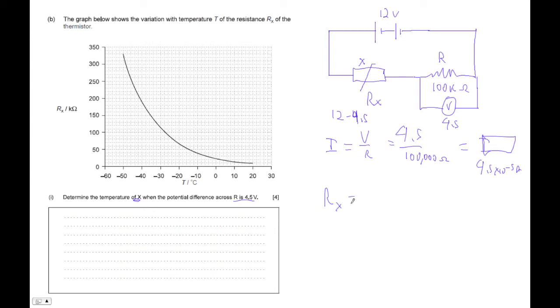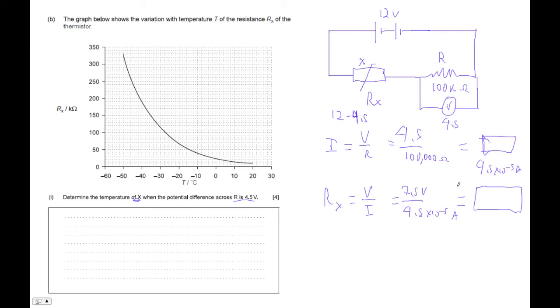Rx is going to be what? V over I, right? And that's 7.5 volts divided by 4.5 times 10 to the minus fifth amps, right? So now you're going to get the resistance of that thing, right? Okay, and it's got a repeating decimal in there, and I think you'll know what it is, right? So this is so many thousand ohms, right? A lot of sixes, right? So just brace yourself there, right?